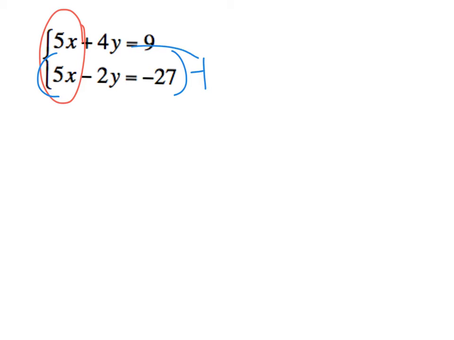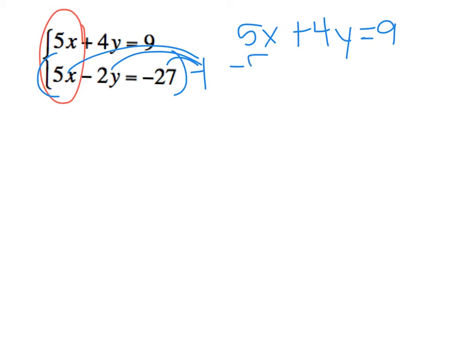When you multiply, every single part in that expression has to get multiplied by that value. So I'm going to rewrite. The top one's going to stay the same. It's going to be 5x plus 4y equals 9. But now the bottom one, when I multiply it, it's going to be negative 5x plus 2y equal to positive 27.